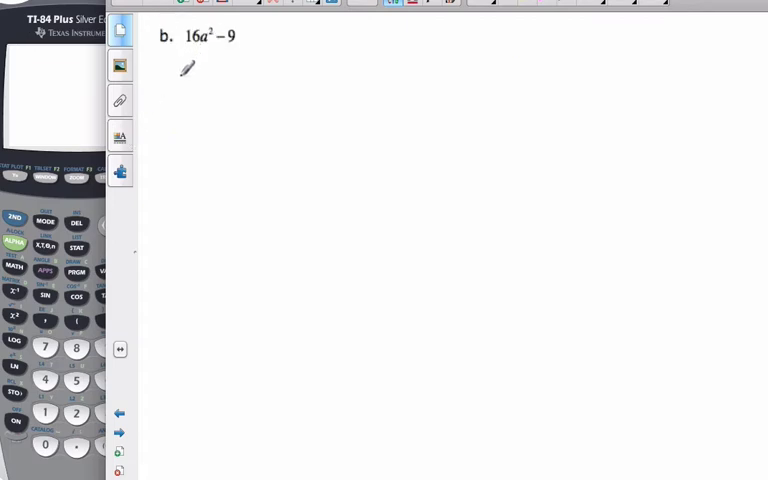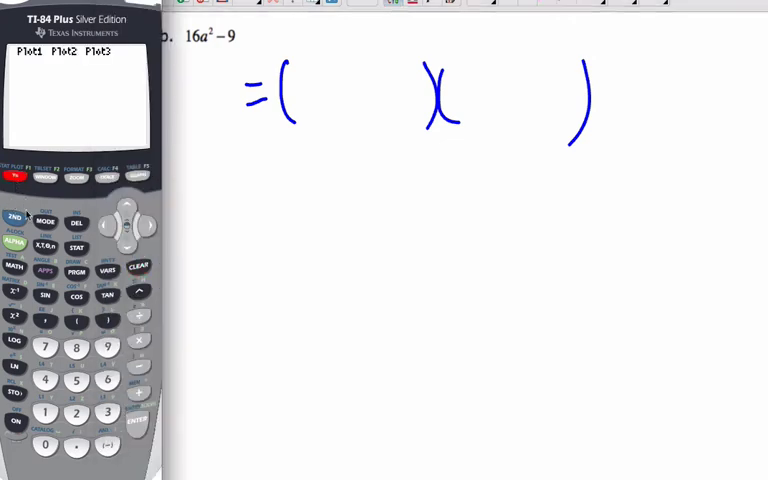Look at the next one. Here we have 16a squared minus 9, and it doesn't say I can't use my calculator, so I am going to use my calculator to do this. I'm going to graph it. I've already put it in. I graph it, and here are my x-intercepts. Well, that looks to be about 1, so I'm going to do this one on the right first. I'm going to go second, calculate, intersect number 5.